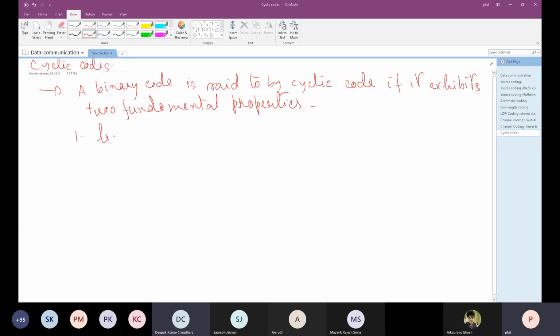One is linearity. That means the sum of two code words is also a code word, also a valid code word.